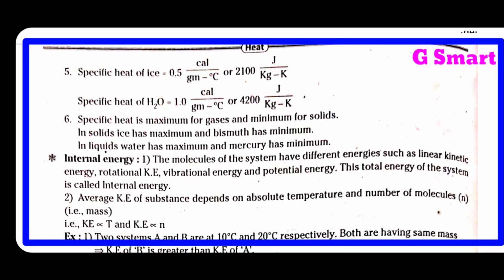Specific heat is maximum for gases and minimum for solids. Suppose in the given options, the one which is in gaseous state has more specific heat, and the one which is in solid state has lesser specific heat. In solids, by comparing all solids, ice has maximum and bismuth has minimum specific heat. In liquids, water has maximum and mercury has minimum.